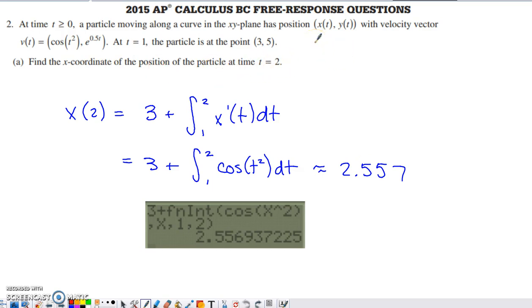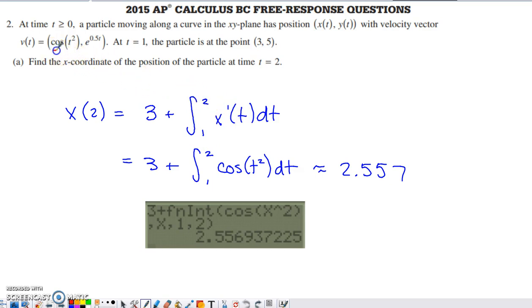So if you've been doing a lot of free response work, you've done a ton of problems where you have a certain starting amount and then you integrate a rate of change to figure out what your ending amount is. So to find the ending position at time 2, and just the x, we don't necessarily need the whole set of coordinates, but to find the x coordinate at time 2, we're going to have to take the x coordinate that we know. So at time 1, we know the x coordinate is 3, and we're going to have to add on how much the x coordinate changes by integrating its rate of change across the interval from 1 to 2.